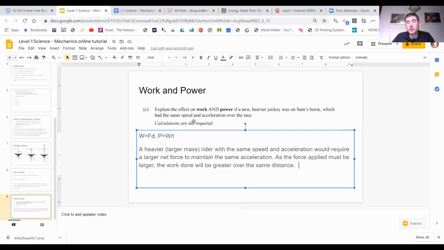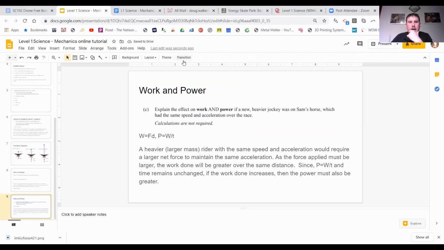If they've got the same speed and acceleration, then the time must be the same as well. So since P equals work done divided by time, and time remains unchanged, if the work done increases, then the power must also be greater.